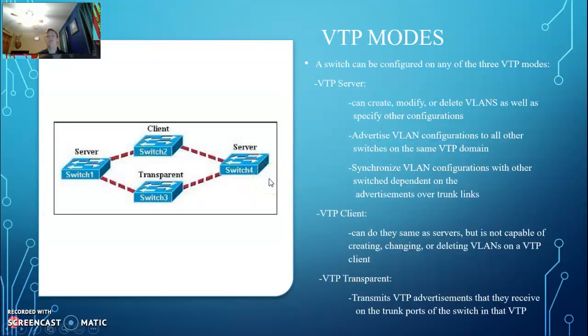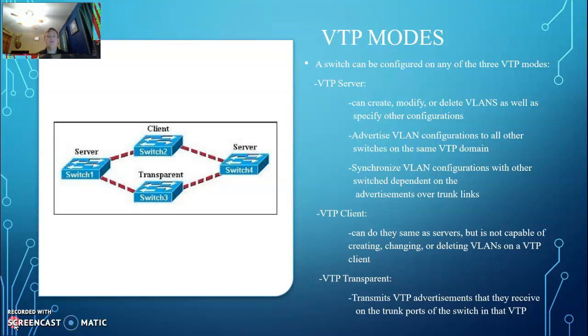Moving on, a switch can be configured in any of the three VTP modes, which are VTP server, VTP client, as well as VTP transparent. If a switch is configured as a VTP server, the user will be able to create, modify, and even delete VLAN configuration, as well as advertise the VLAN configuration to other switches on the same VTP domain, and even synchronize the VLAN switches depending upon their advertisement over trunk links.